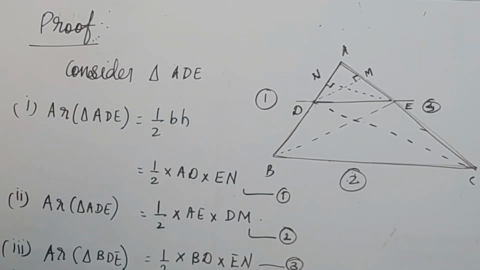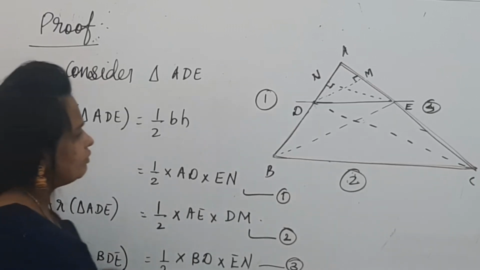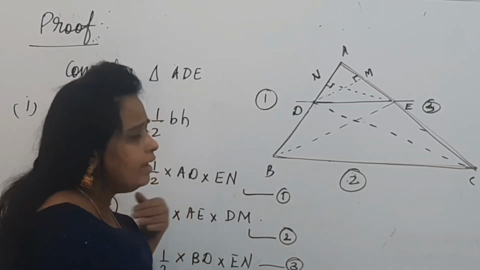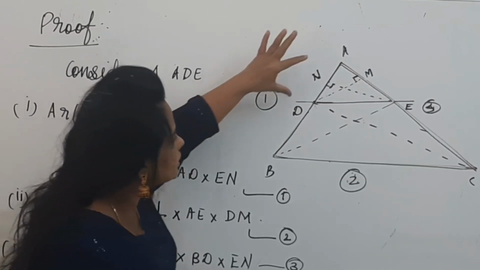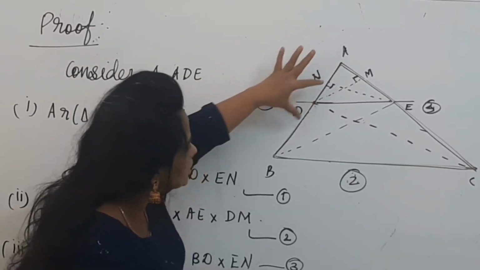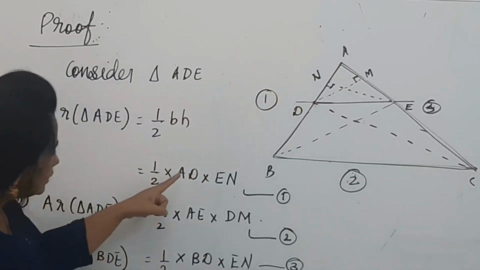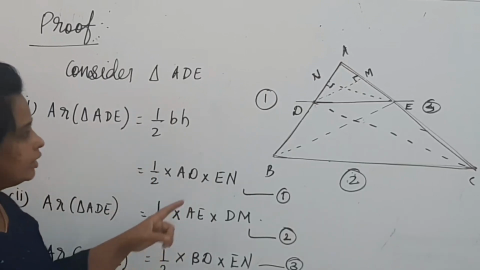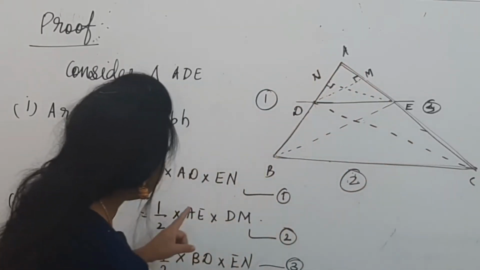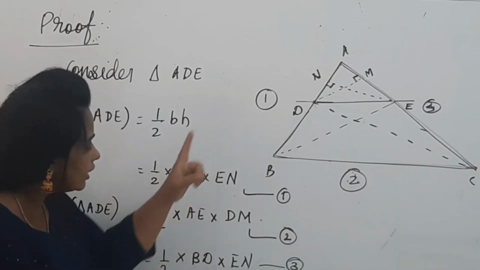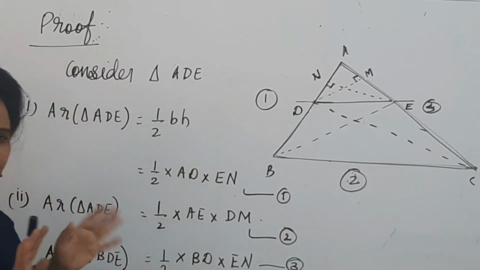Now ma'am, why are you taking different triangles? My aim is to prove AD by BD. So I must have this AD and BD. That's why I've taken those 2 triangles. In a similar way, AE I should have and EC I should have. So that's why I've taken those 2 triangles. As simple as that.